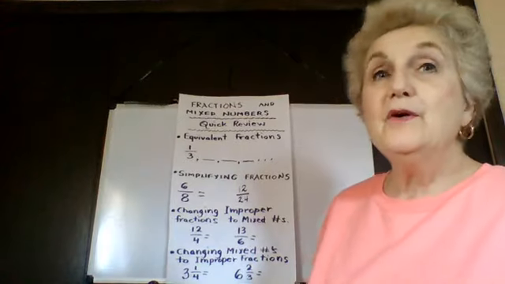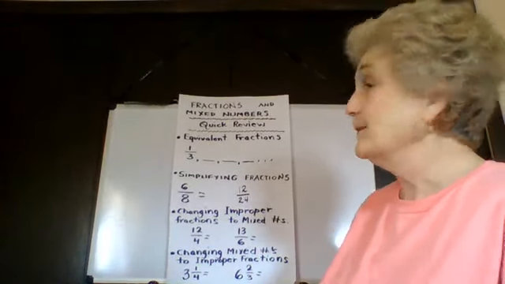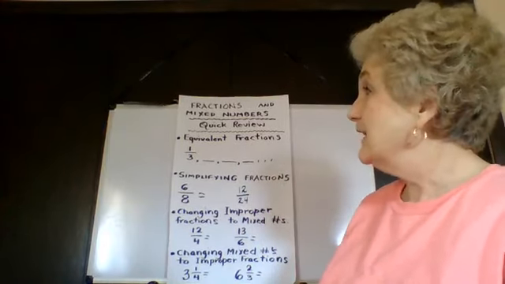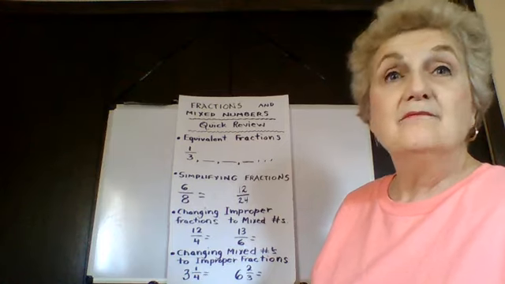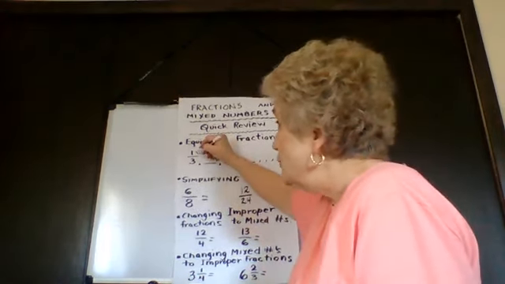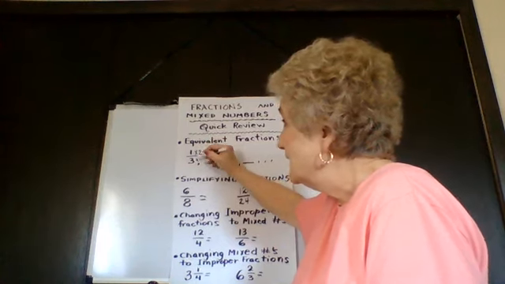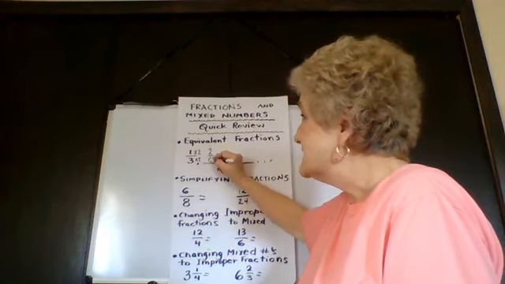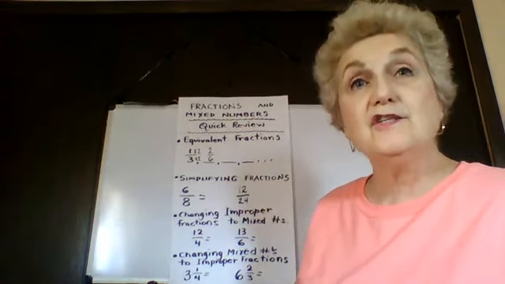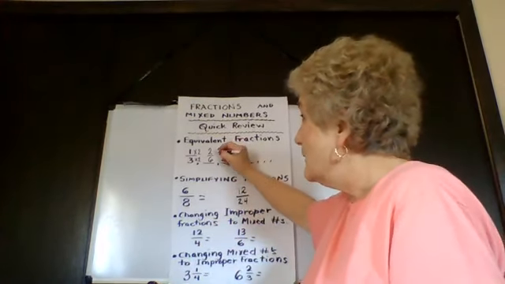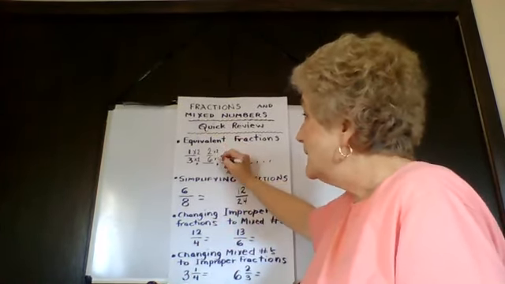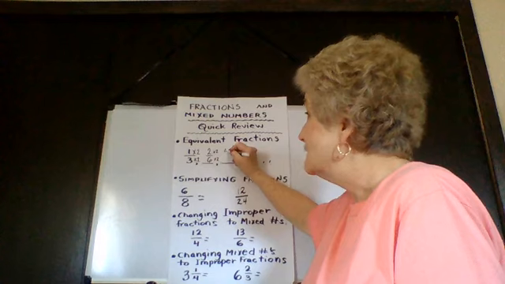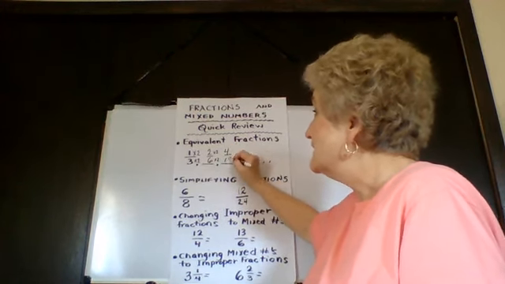Okay? What we're doing today is reviewing fractions and mixed numbers. This is called a quick review. Remember we talked about equivalent fractions last time? If we start with a fraction like 1/3, if we multiply the numerator and the denominator by the same number, 1 times 2 is 2, 3 times 2 is 6, you'll have a new equivalent fraction. Now I could take that fraction and also multiply the numerator by 2 and the denominator by 2, and I'd have another equivalent fraction. 2 times 2 is 4, and 6 times 2 is 12.